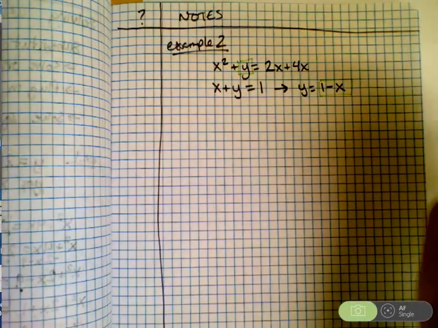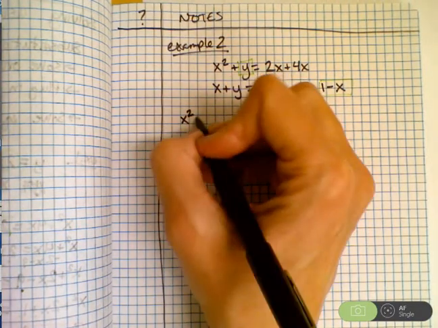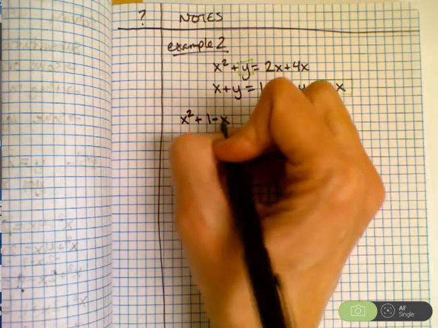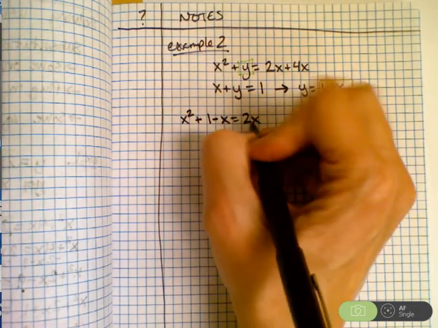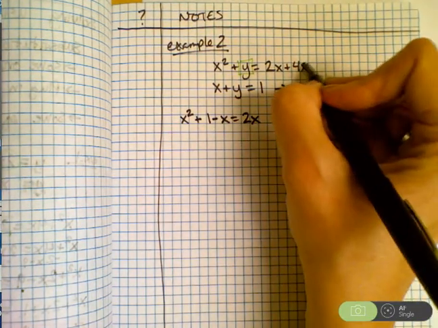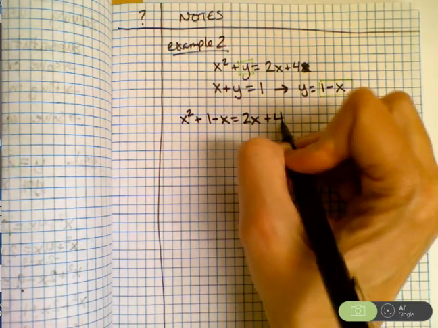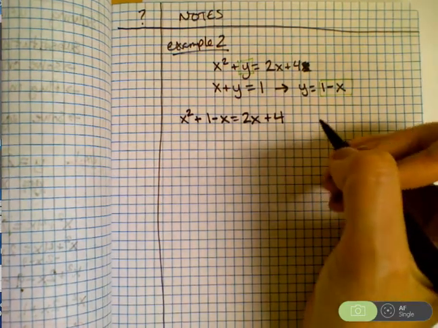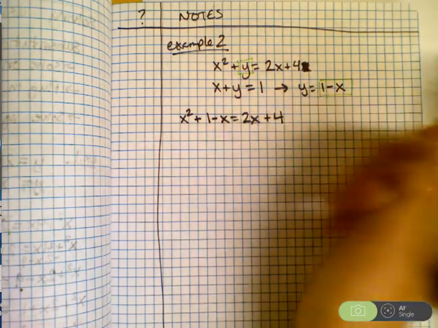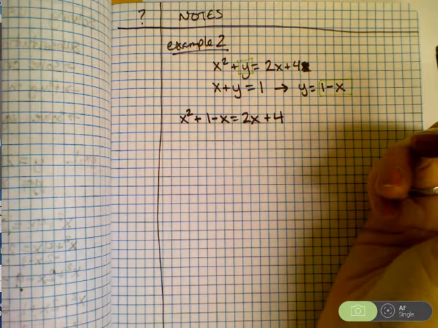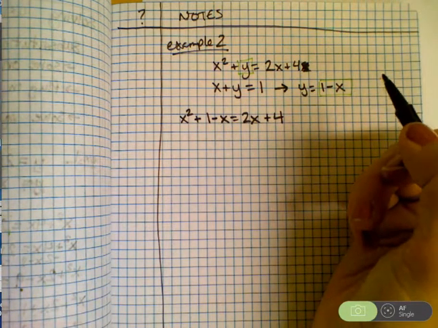When I do that, I will get x squared plus 1 minus x equals 2x plus 4. That looks a little better, right? Why wouldn't I have just written 6x? Because there's not supposed to be an x there.